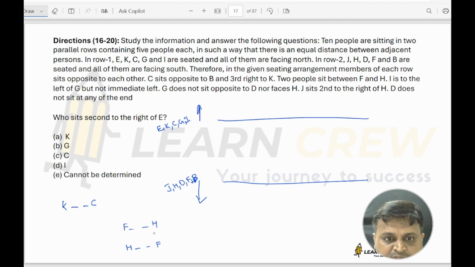Okay, and these people are facing south. These people are facing north. These are facing south.